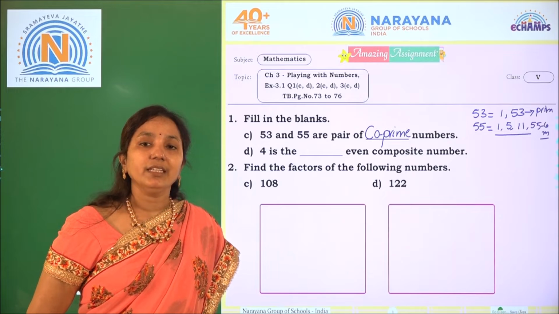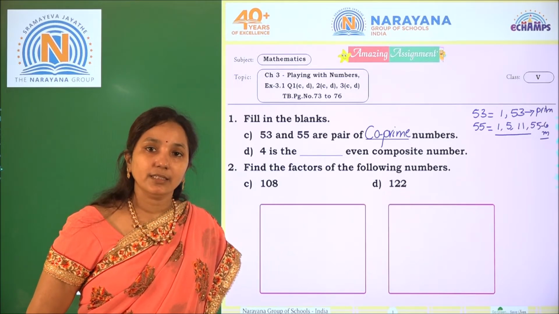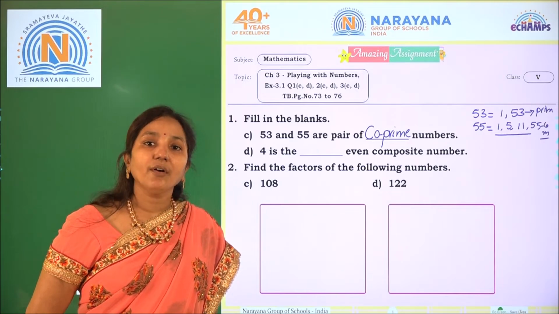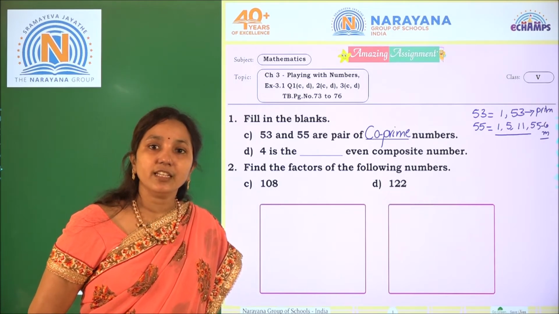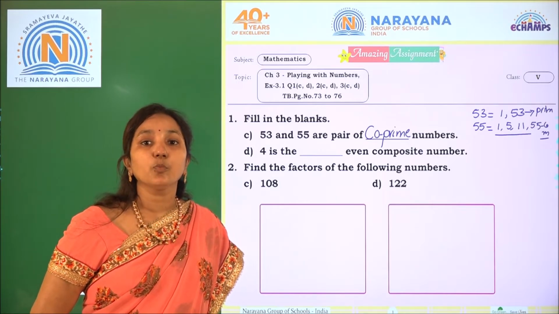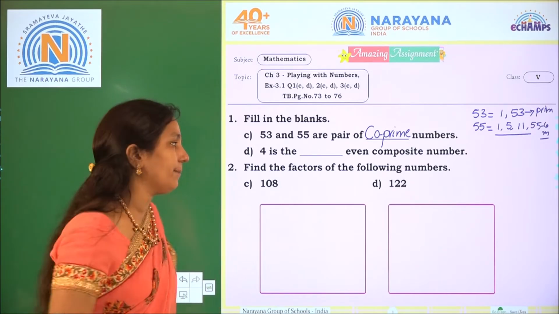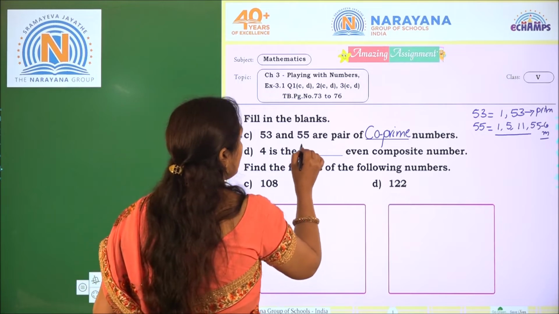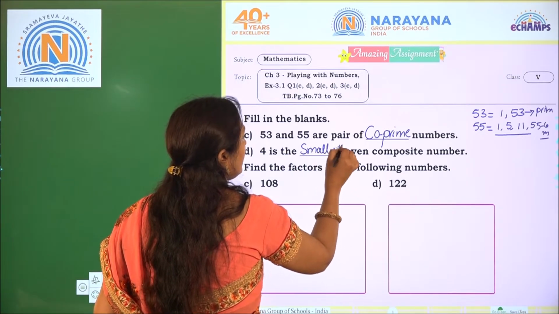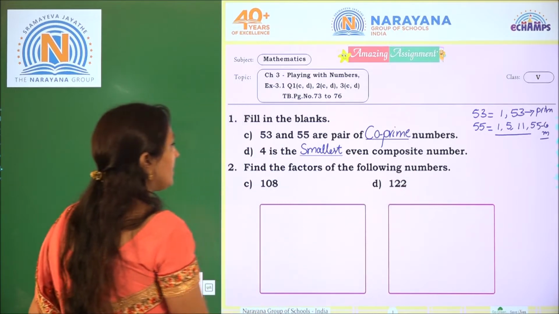Coming to 3, 3 is a prime number, the smallest odd prime number. Coming to 4, up to 4 there is no composite number, so 4 is the smallest composite number, the smallest even composite number.